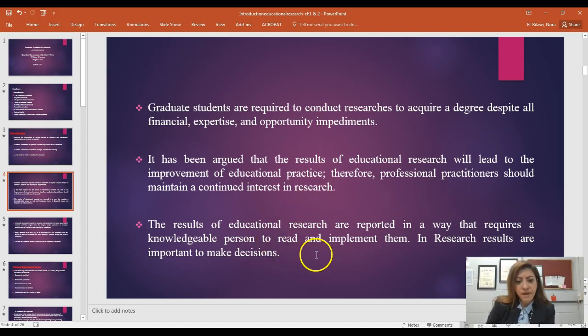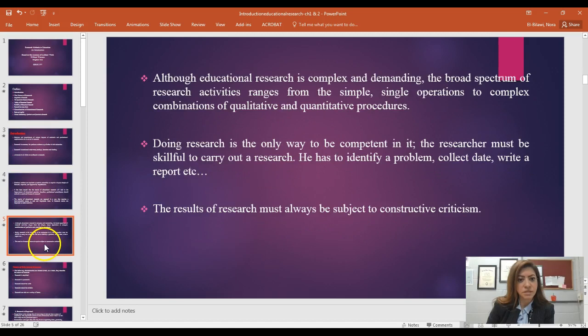So that's basically all the points that I just discussed right here. And I don't want to be redundant. I didn't want to read through the bulleted points, but you have it there for you to read. This last point is very important. The results of research must always be subject to constructive criticism.